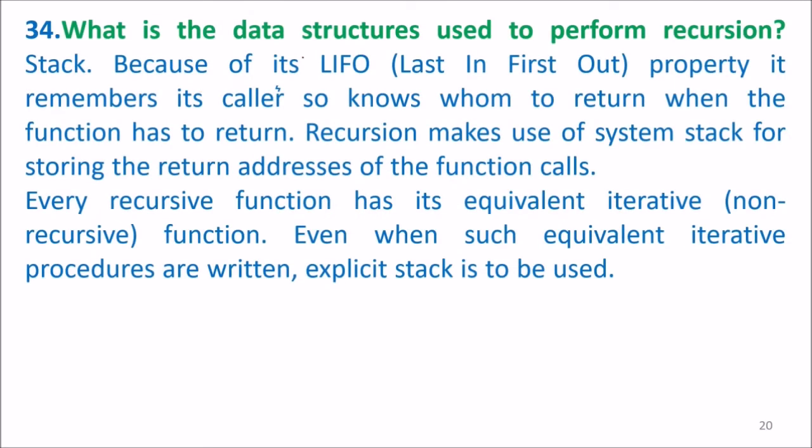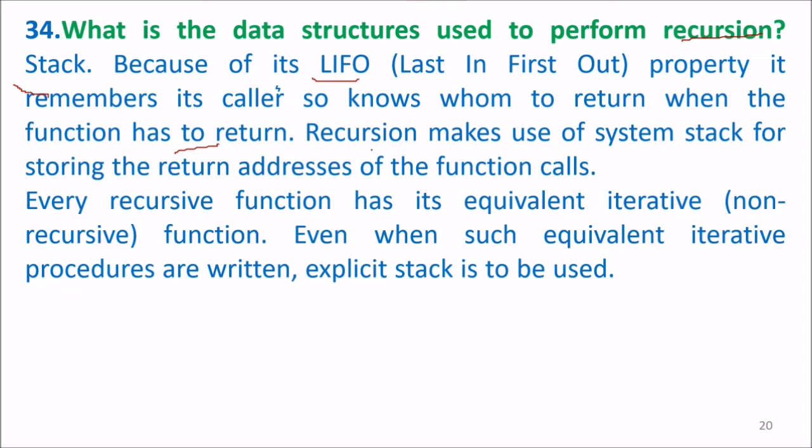Now next is, what is the data structure used to perform recursion? We have seen recursion a lot now. Stack will be used because of its last in first out property. It remembers its caller, so it knows whom to return to when the function has to return. Recursion means a function calling itself till the endpoint or the breakpoint is achieved. So recursion makes use of the system stack for storing.